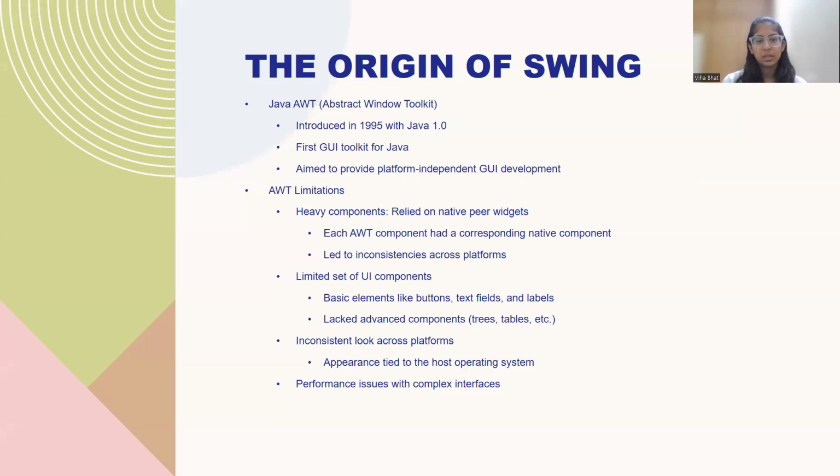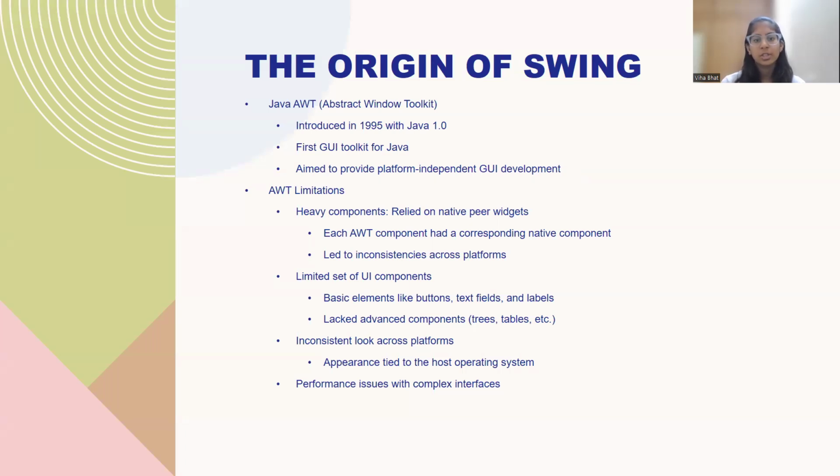So, the origin of Swing. Java Abstract Window Toolkit was first introduced in 1995 with Java 1.0. This was the first GUI toolkit for Java. It aimed to provide platform independent GUI development. But this AWT had certain limitations. Namely, it was a heavyweight component, so it relied on native peer widgets. Each of the AWT components had a corresponding native component. This led to inconsistency across platforms.